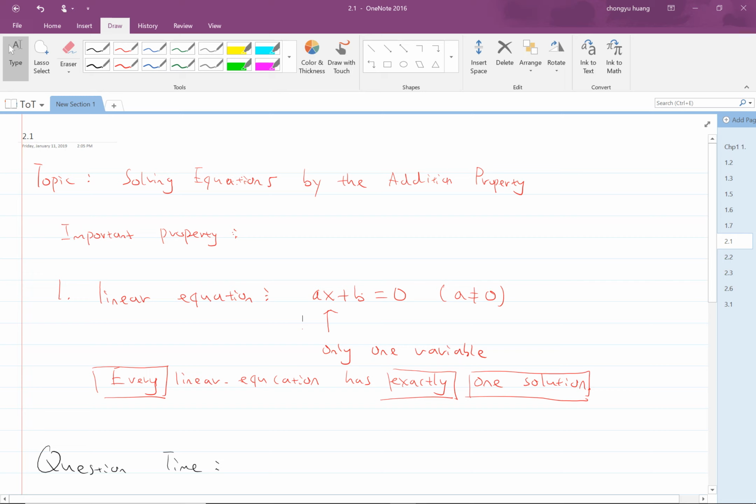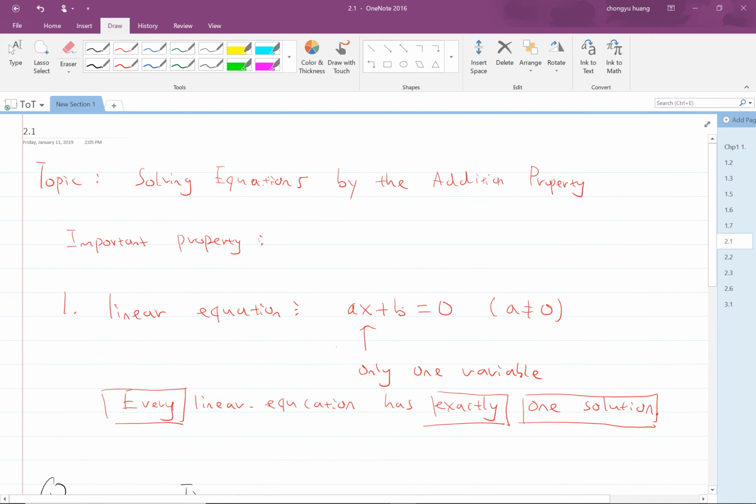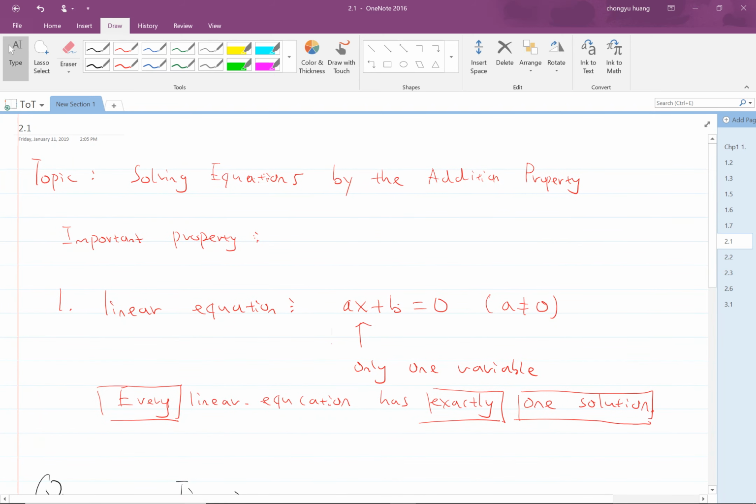Okay, so let's begin with a new topic. Today our topic is going to be solving equations by the addition property. Before we do any questions, let's start with some really important property, some really important information you need to know. Okay? So let's get started.